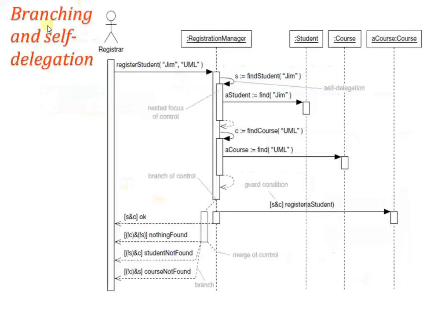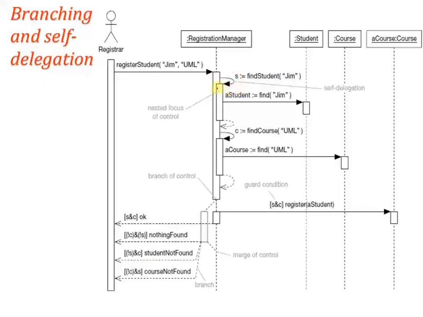Next is called branching and self-delegation. So first we'll go for what is self-delegation. Self-delegation means calling a function by itself again and again. You can see here an arrow mark which starts, that is a message, starts from the registration manager and again goes to the same registration manager.